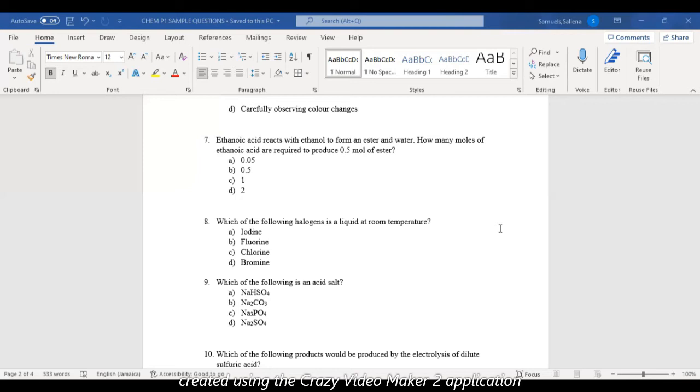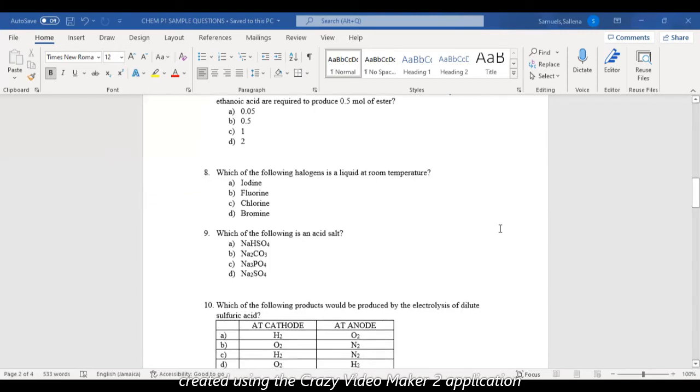So it will take the same amount of moles of ethanoic acid to produce the same amount of moles of ester. In other words, the same amount of moles of ester that are produced is the same amount of ethanoic acid that is required to produce that said amount. So the answer is 0.5.